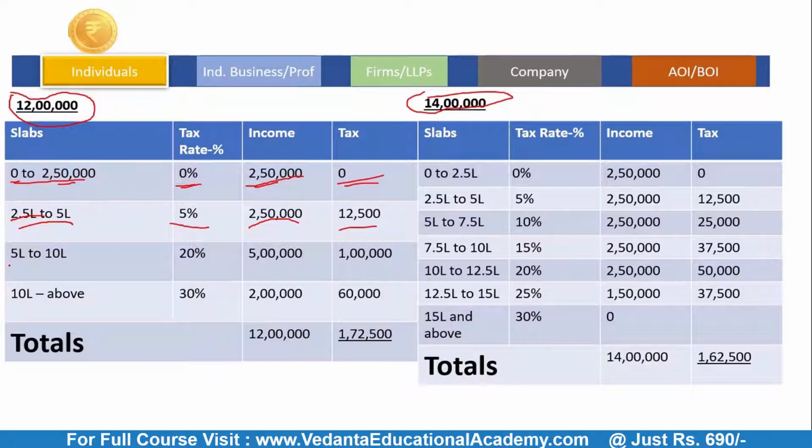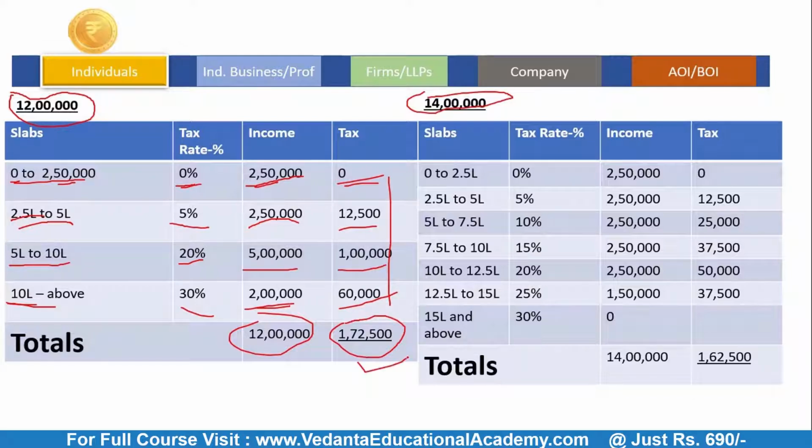And whatever income is there between 5 lakhs and 10 lakhs, that is 5 lakhs, on that income the applicable slab rate is 20%, so the tax will be 1 lakh rupees. And whatever income is above 10 lakhs, and here we have an income of rupees 12 lakhs, that is only 2 lakhs above 10 lakhs, so on these 2 lakhs the applicable slab rate was 30%, so the tax will be 60,000. So altogether the total tax was 1,72,500 on the income of rupees 12 lakhs.